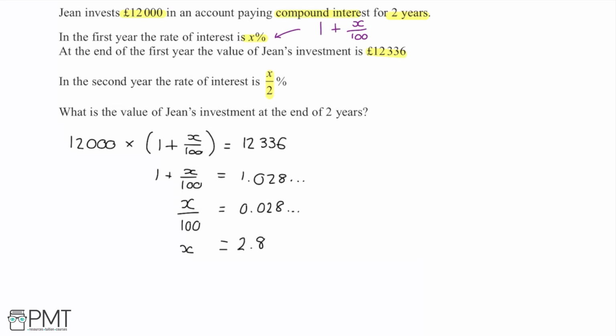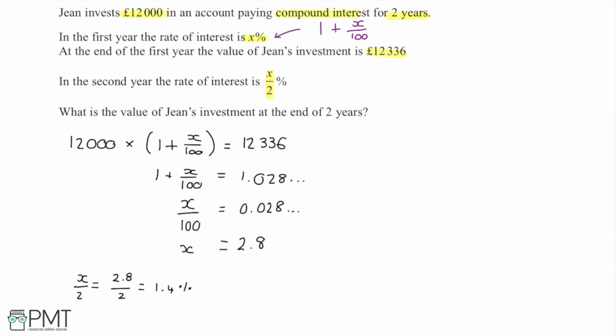Now to go on and find the end value at the end of this 2 years, we need to work with the rate of interest in the second year. So we have this x over 2%. We have x, so now if I'm going to find x over 2, that gives me 2.8 over 2, so that's an answer of 1.4% increase on the value at the start of the second year.